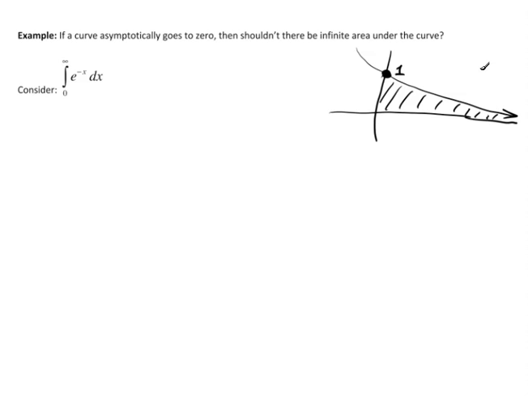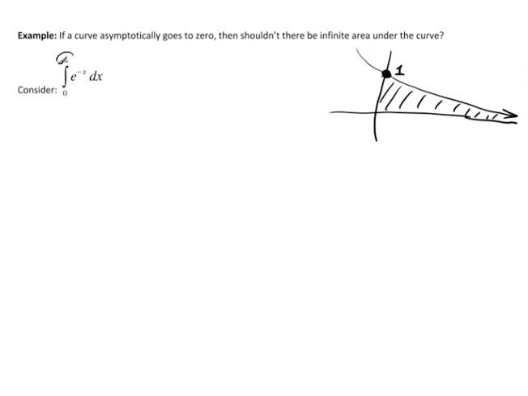And one of the things I said earlier when comparing 1 over x to 1 over x squared was that 1 over x didn't go to 0 fast enough. And that's why we end up with the infinite amount of area under the curve, whereas 1 over x squared does go fast enough. So how would that compare to e to the negative x? So let's go ahead and integrate this.